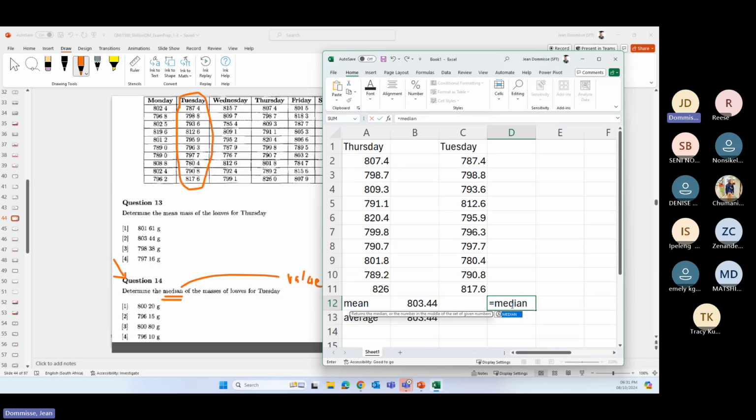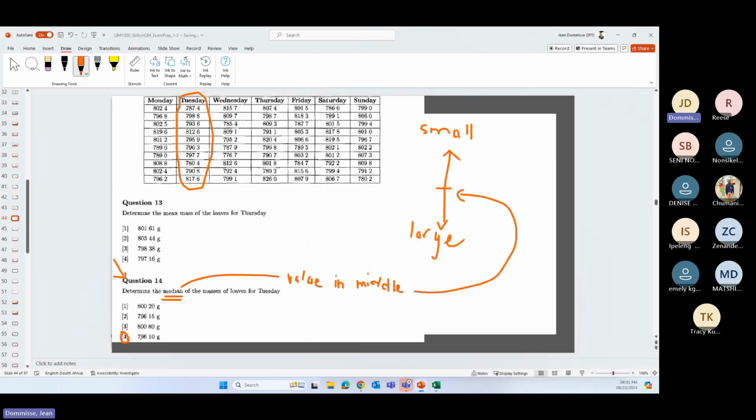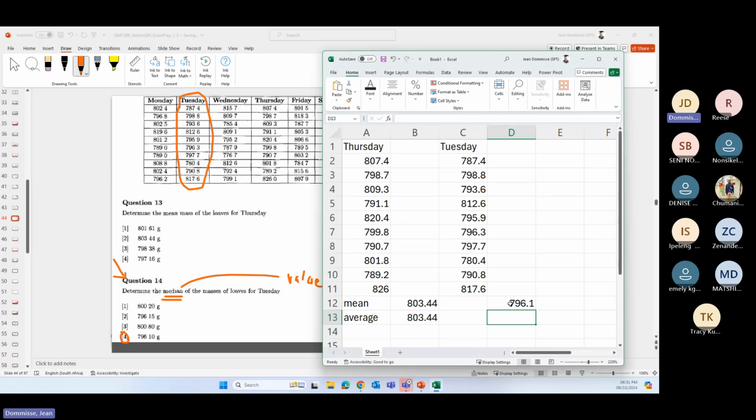So what I'm quickly going to do is show you guys. There is a built-in function, median. So if I select the data for the Tuesday, I can work out that the median is 796.1. But without using that built-in function, I could have also done it in Excel another way. The main reason I want to use it is because it needs to order the data for me.